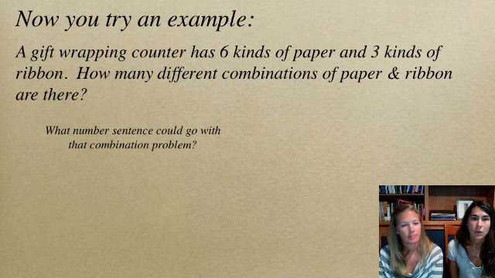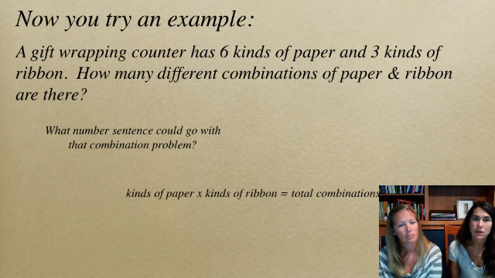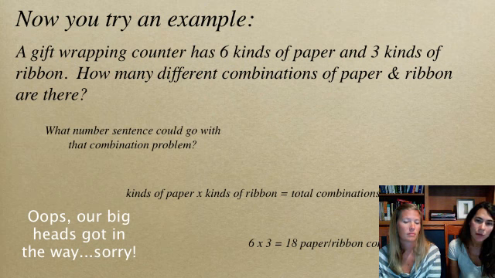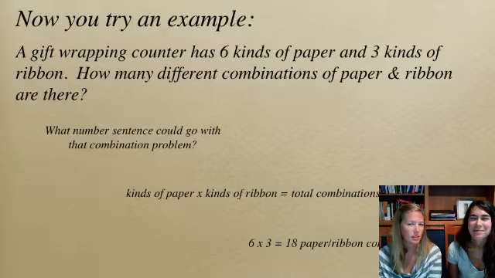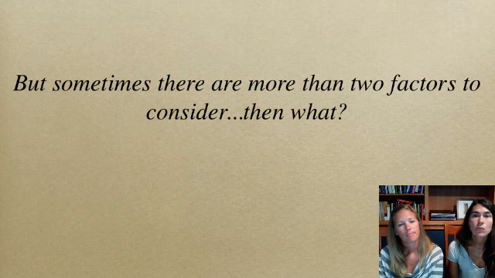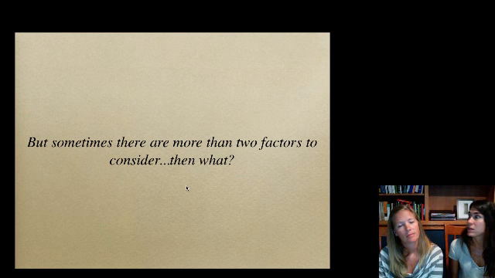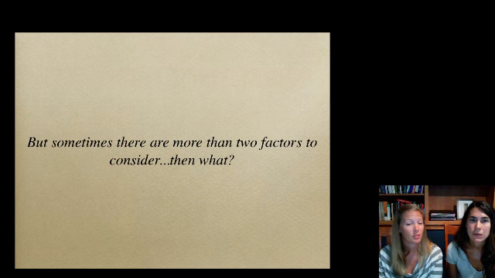So, what number sentence could go with that combination problem? Hopefully you came up with something like the kinds of paper times the kind of ribbon equals the total combination. So in other words, 6 kinds of paper times 3 kinds of ribbon would equal 18 different combinations. So hopefully you found that one. That was a pretty easy one. Hopefully we got that. Ooh, but sometimes we might have more than 2 factors. Then what do we do? I'm so glad you asked.